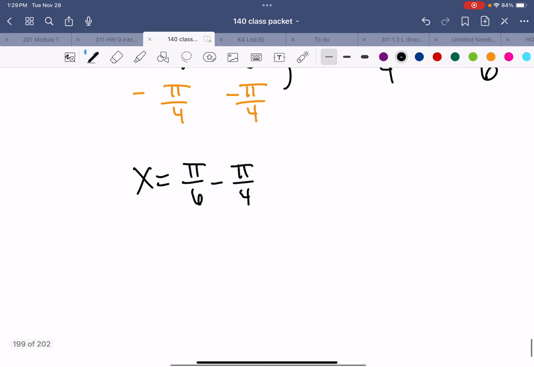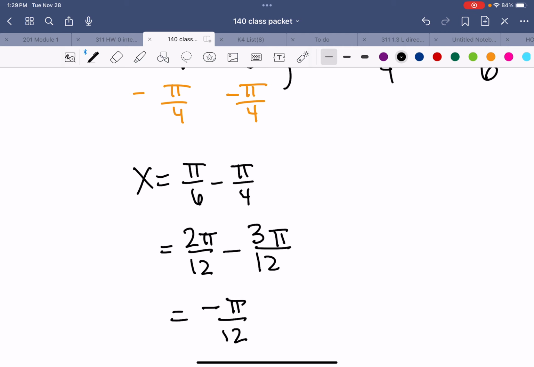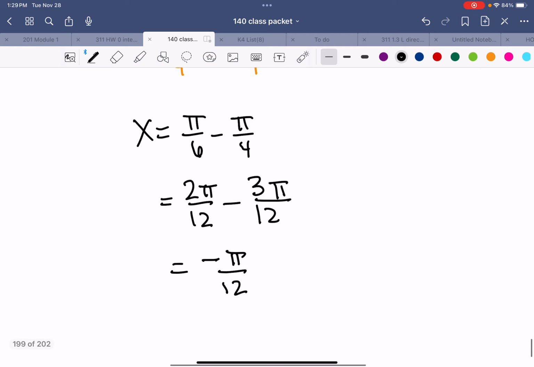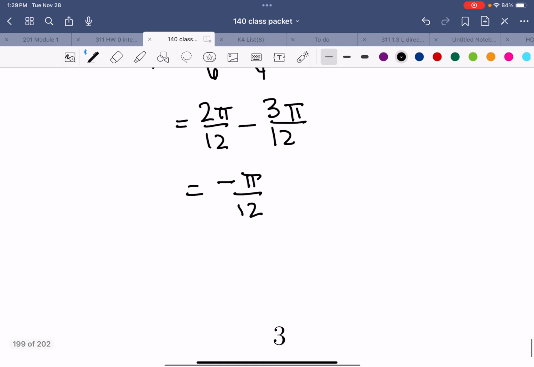Get common denominators. So that's going to be 12. So that's going to be 2 pi over 12 and 3 pi over 12. It's going to give me negative pi over 12. We can leave it negative. That's not a problem. If we wanted to make it positive, we would just add 2 pi to that. So then you're adding 24. So that's going to be 23 pi over 12.